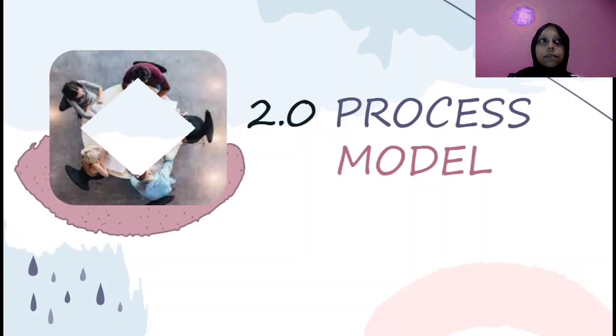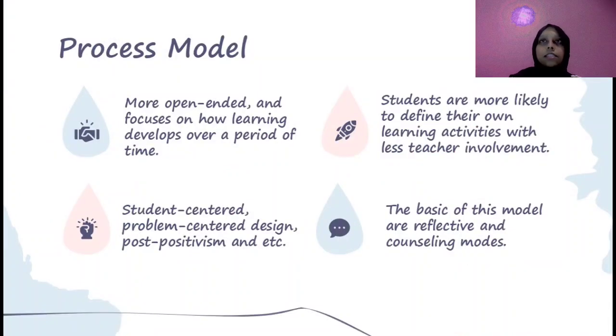So let's move on to the process model, the second model in this curriculum construction model. The process model is more open-ended, more focused on how learning develops over a period of time. This model also makes students more likely to define their own learning activities instead of the teacher, with less teacher involvement in the classroom. It is mainly student-centered, problem-centered in design, and post-positivist. The basics of this model are reflective and counseling modes, where teachers act as facilitators instead of delivering knowledge by themselves.